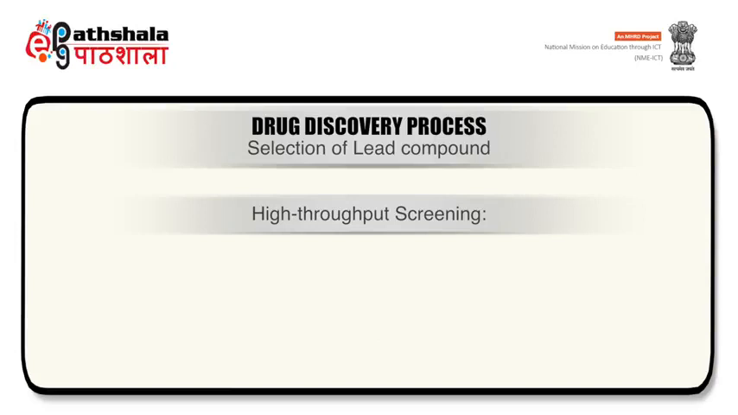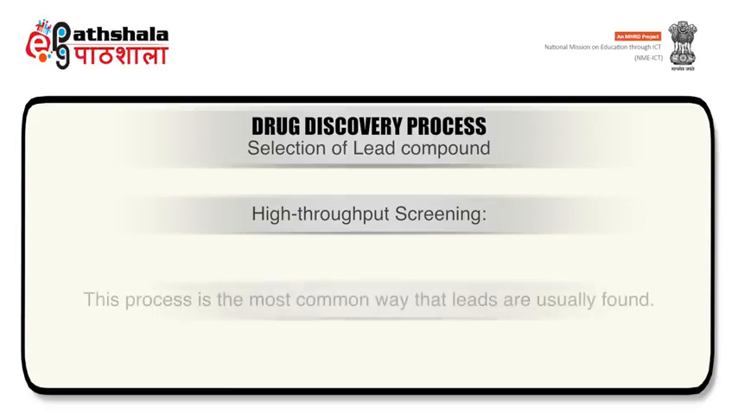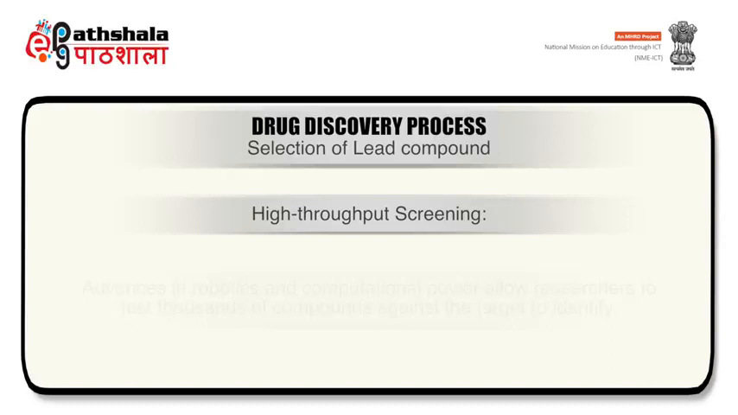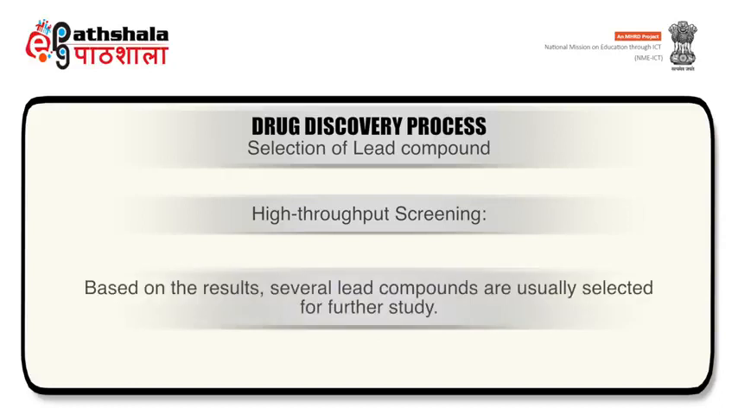The next approach is high throughput screening. This process is the most common way that leads are usually found. Advances in robotics and computational power allow researchers to test thousands of compounds against the target to identify hits. Based on the results, several lead compounds are usually selected for further study.